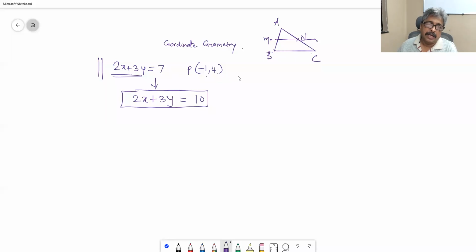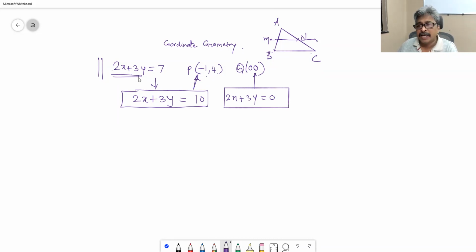Okay, if the point Q is the origin, put (0, 0) here. So it will be 2x plus 3y is equal to 0. This is the line passing through the origin. This is the line passing through P having slope minus a by b, that is, minus 2 by 3.